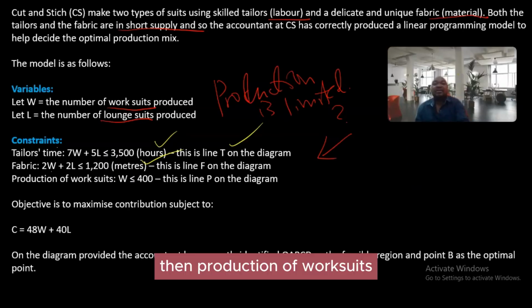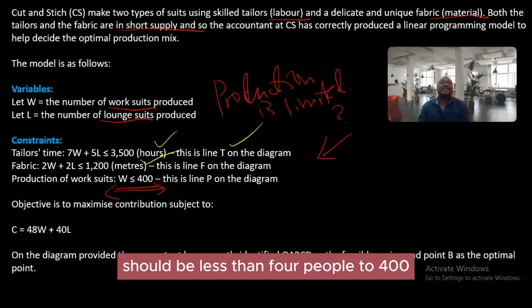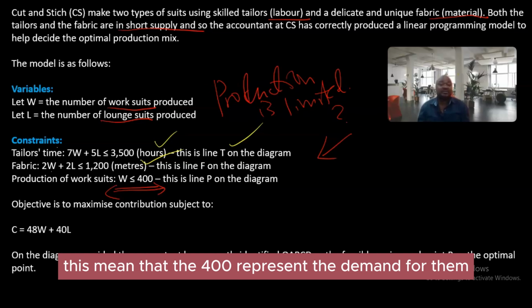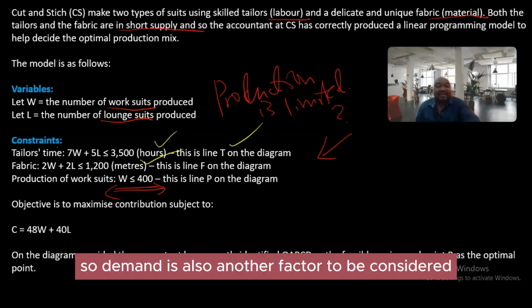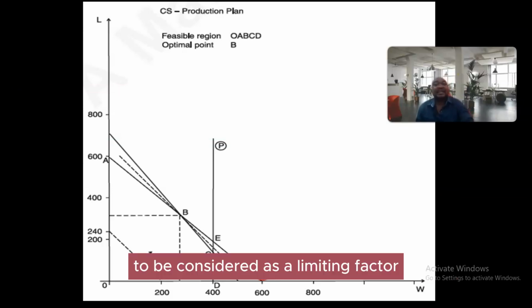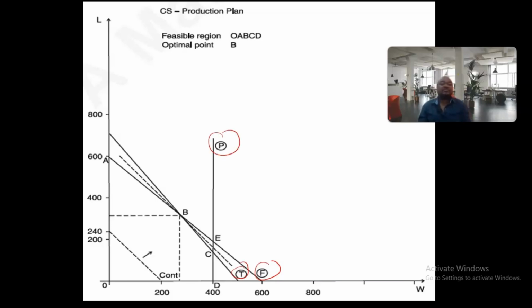Then, production of work suits. W is less than or equal to 400. This is the line P on the diagram. So this simply means that all work suits produced should be less than or equal to 400, meaning that we cannot exceed 400. So this means that the 400 represents the demand for them. So demand is also another factor to be considered as a limiting factor. So this is the line P we are talking about.